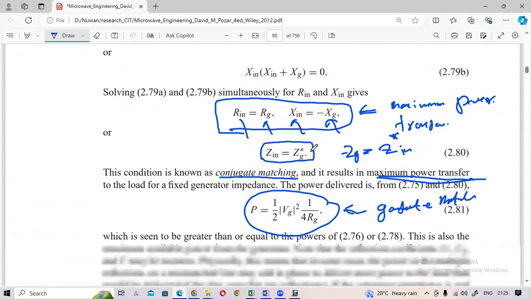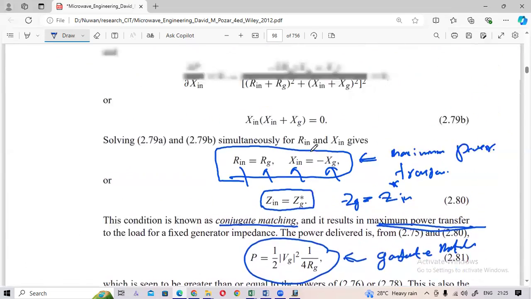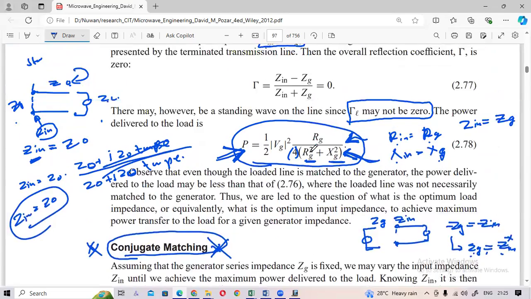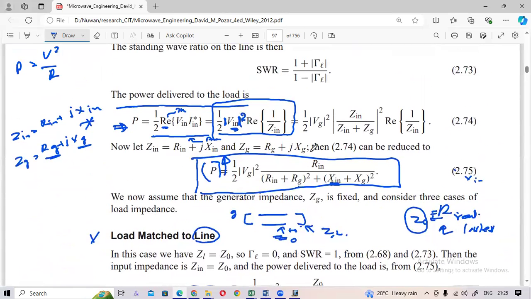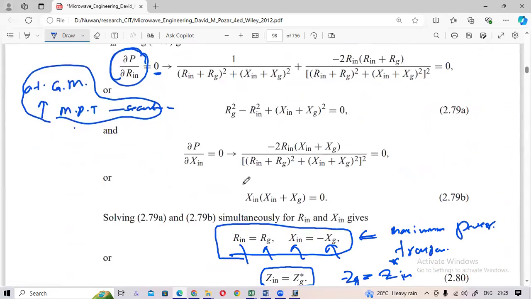Okay. So that is the thing you need to understand. There can be other matching, but those are not the optimal solution. The optimal solution is actually conjugate matching, to reduce the reflection. Here, the overall reflection will be very low.